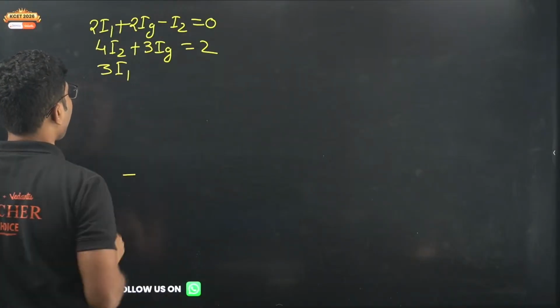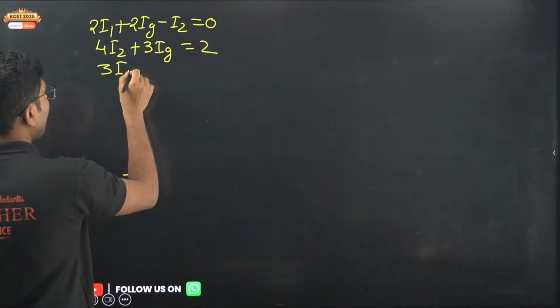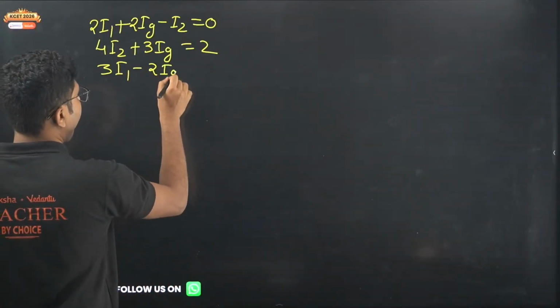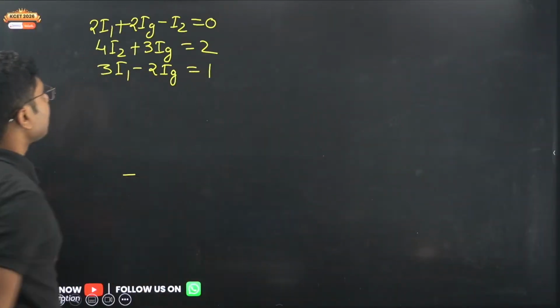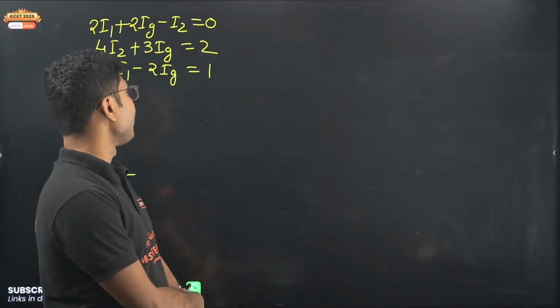3I1 minus 2IG equals 1. So these are our three equations, and we will try to solve for IG from these equations.